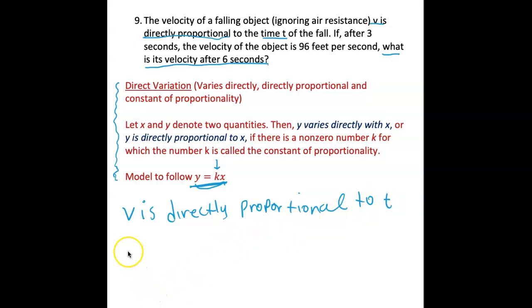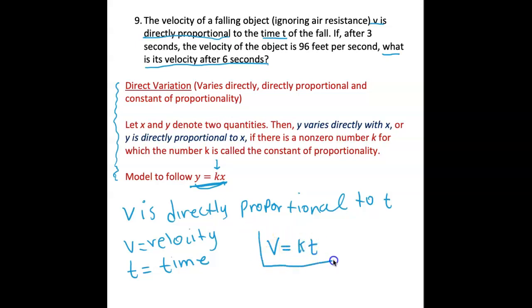Now I need to know, B is the velocity. So I need to know what each variable means, which is easy right here, but it's good to practice. And T is time. So my model that I'm going to follow will be like this: B equals KT. This is my model for this problem. Okay, so I have that. Very good. Now what do I need to do? I need to find out K.